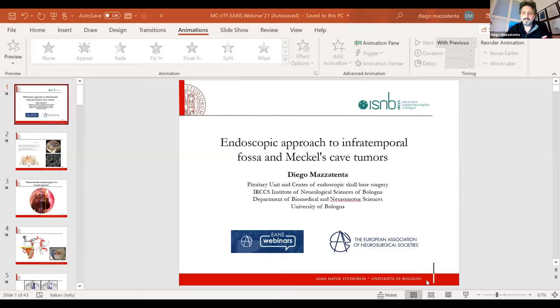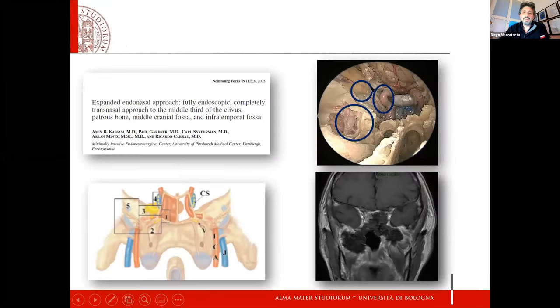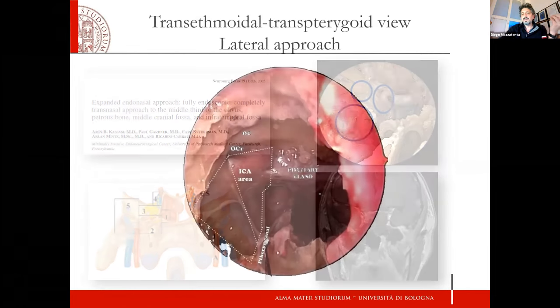It's easier for me to speak about Meckel's cave and the infratemporal fossa after the very interesting presentation of Emmanuel, because as you know, the infratemporal fossa, Meckel's cave, and cavernous sinus are more lateral approaches you can use when you choose the endoscopic technique, like the Pittsburgh group described more than 50 years ago. As you know very well, this is an extreme lateral approach transnasally, and obviously it is not an answer for all problems. The endoscopic technique and the endonasal approach remain a tool. So it's very important to choose the correct tool to achieve good results.